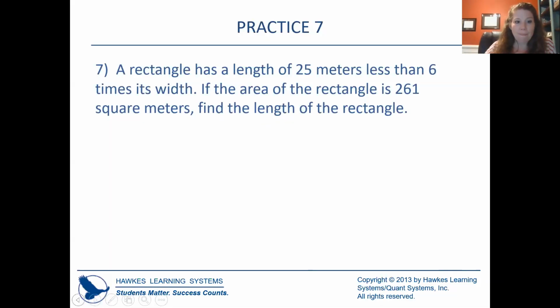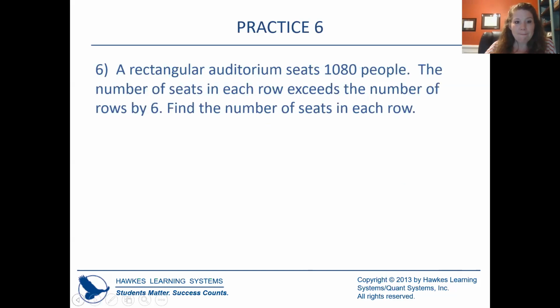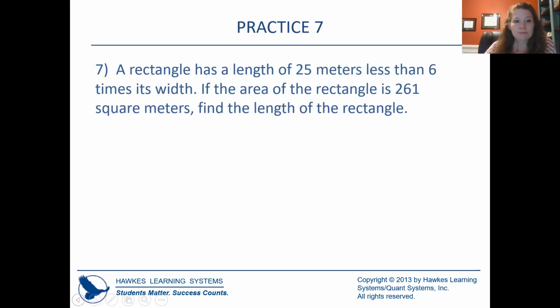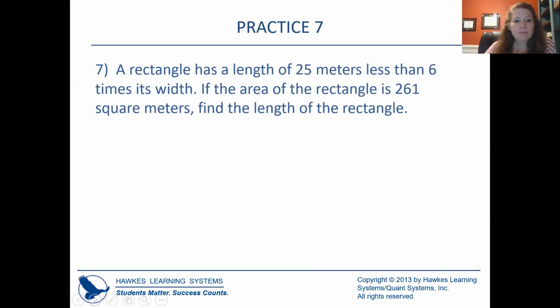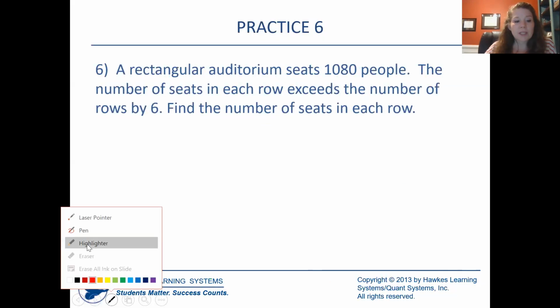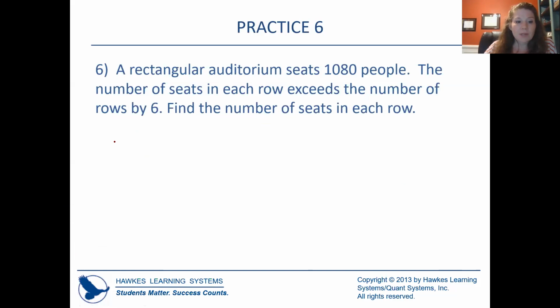So a rectangular auditorium. A rectangular auditorium holds 1,080 people. The number of seats in each row exceeds the number of rows.